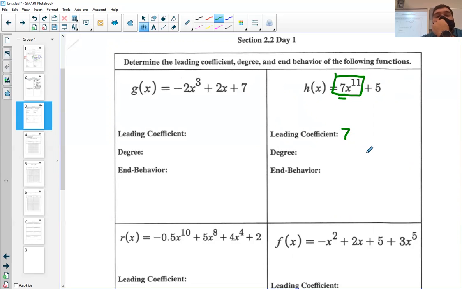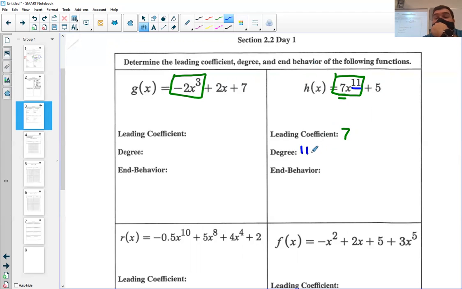It always connects to the biggest power of the variable. So in this one, it was the x cubed one, okay? If it was like 7x plus 5x to the 12th, then 5x to the 12th would be the decider. So then the degree is the actual exponent of the biggest number, which is 11. So it's in the 11th degree.